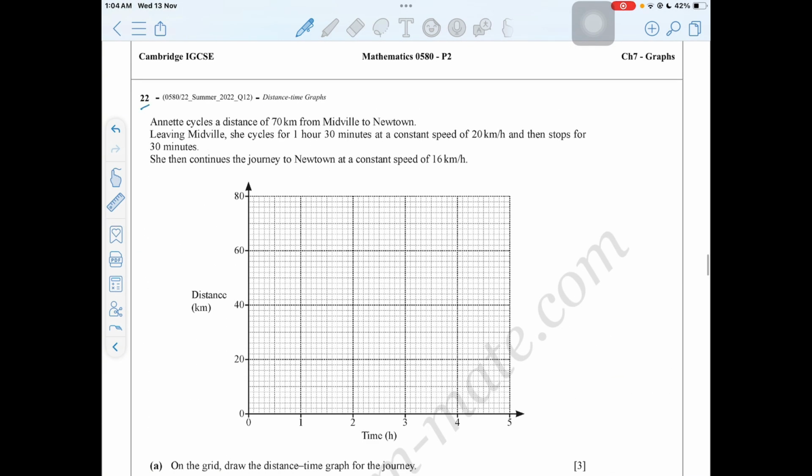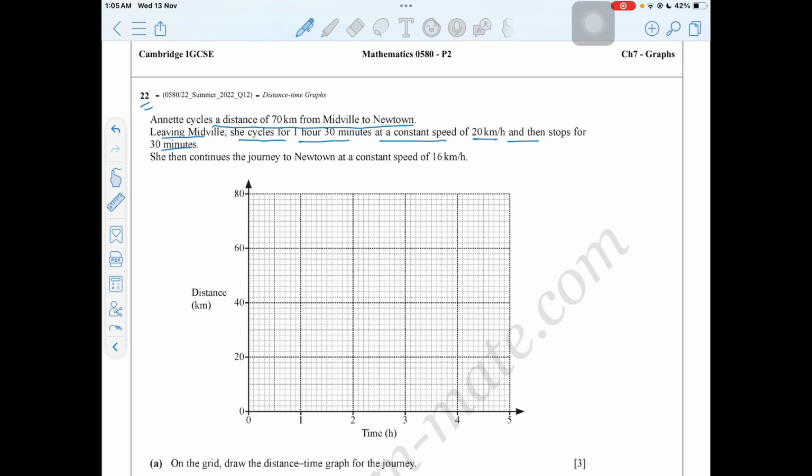Moving on to question number 22. Annette cycles a distance of 70 kilometers from Midvale to Newtown. Leaving Midvale, she cycles for 1 hour 30 minutes at a constant speed of 20 kilometers per hour and then stops for 30 minutes. She then continues the journey to Newtown at a constant speed of 16 kilometers per hour.